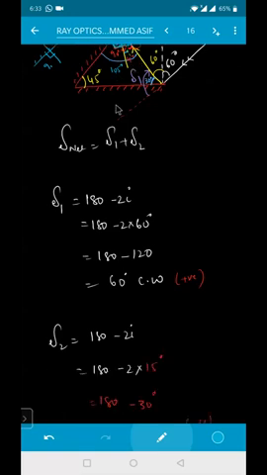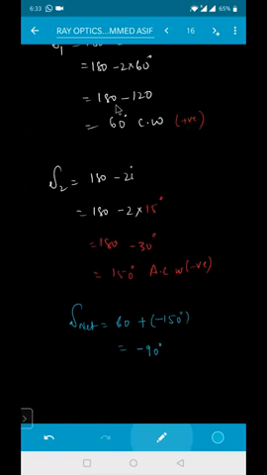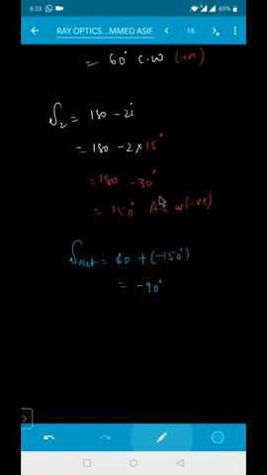Got it? Yes, sir. Okay. So that will be equal to minus 90. Clockwise or anti-clockwise? Anti-clockwise. So it will be in the anti-clockwise direction. I hope everyone got it. Yes, sir. Shall I tell you one more example? Is it clear for everyone?